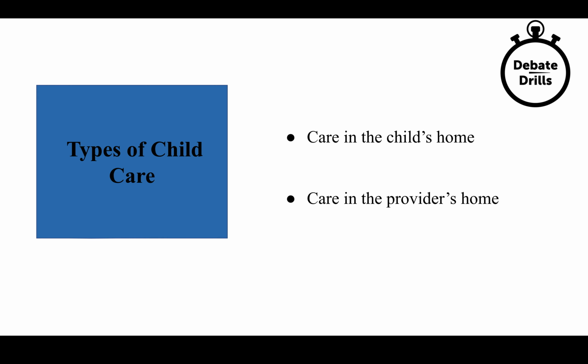And there are different types of childcare. One type of childcare is when a provider comes into the child's home. So in that situation, you have a one-to-one ratio, one childcare provider to one child. There are also times when care is given in the provider's home, so when one or several children are taken care of in a child care provider's home. And finally, there is care that is provided in dedicated centers, specific spaces where you might have multiple child care providers and many different children.